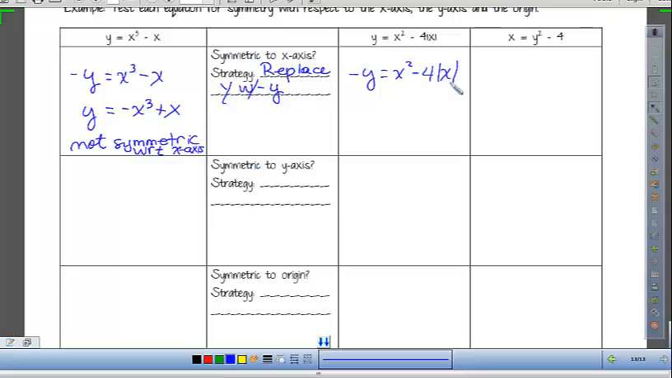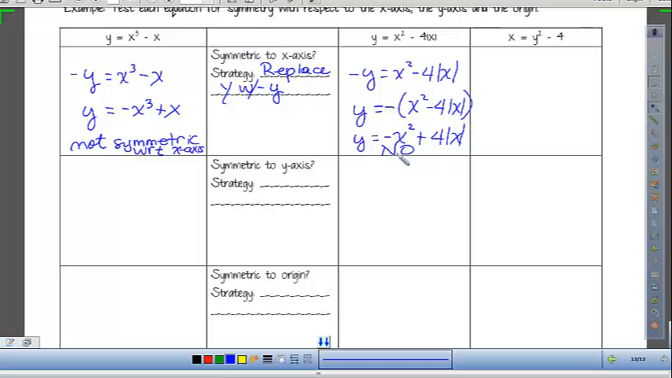Okay, and so we get y equals negative x squared minus 4 times the absolute value of x. Okay, multiply both sides by negative 1. Okay, y equals negative x squared plus 4 times the absolute value of x. Are these two statements, is this the same as the original statement? No, it's not. Okay, so not symmetric. We'll just say no. Okay, very good.